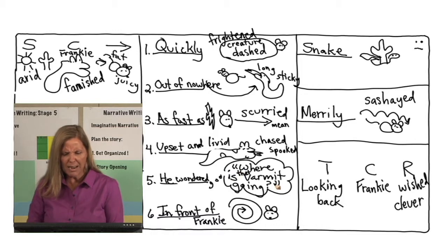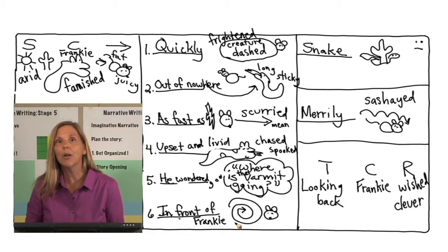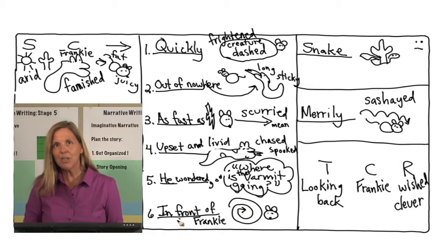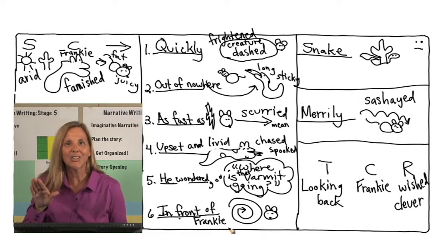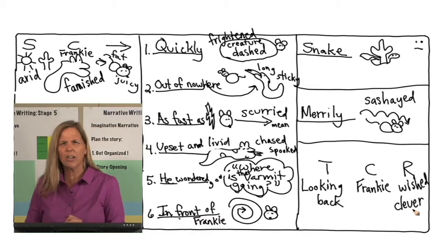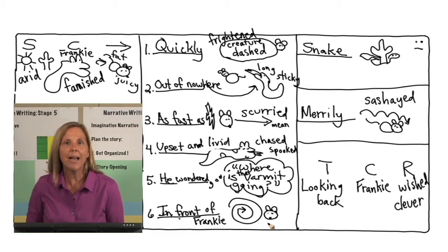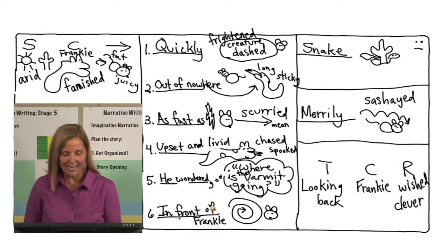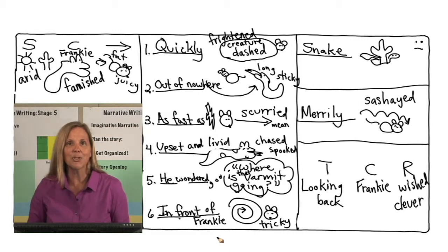He wondered, where is that varmint going? In front of Frankie, the mouse started running around and around in a circle. Who should we describe in that sentence? Or what should we describe in that sentence? I think the mouse. What kind of mouse would start going around and around in a circle? What is he doing? He's being very clever. But I already used clever in the reflection, so I don't want to do that again. So what's another word that I could use? Right in front of Frankie, mouse. What kind of mouse? Well, I was saying clever, but what's he really doing? He's going to try to trick Snake. Right in front of Frankie, Tricky Mouse started running around and around in a circle.